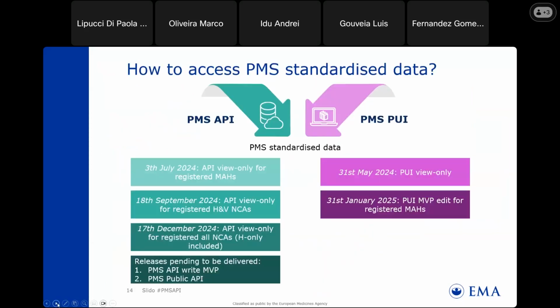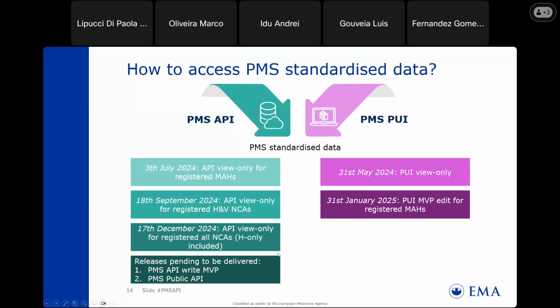And now I will move on to how you can access PMS, the standardized data in PMS. As I was mentioning before, we have released in 2024 two ways to access PMS. One is the PMS API. Here you can see different deadlines that we hit for specific targeted stakeholders. We started with the MAHs, and then we completed in December 24 with the full access to all NCAs.